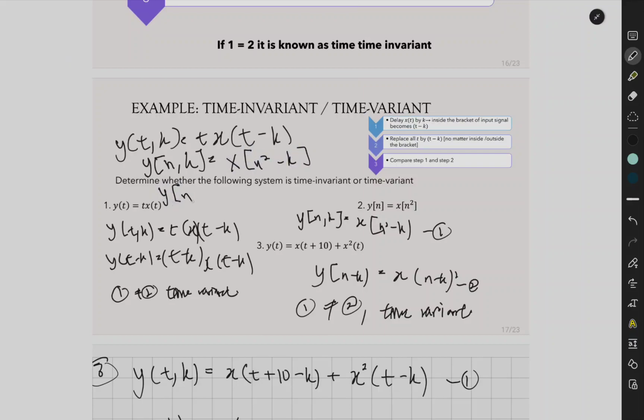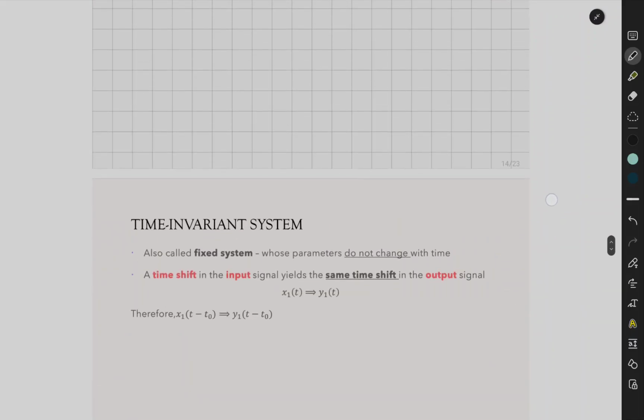But if we substitute y and k, I'll call it equation 2 now, it will actually become y[n minus k] squared. So you see, equation 1 and equation 2 are not the same. Therefore we can conclude that this is a time varying system, because the output signal is affected by the time shift.